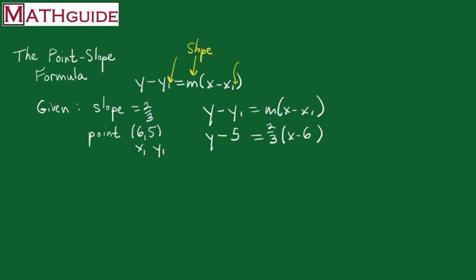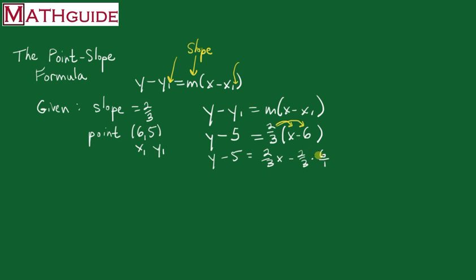So now what do we do? Well, you'll recognize that we have some parentheses here. For dealing with parentheses, we do the distributive property. If you remember, that's when we multiply. If there's a value in front of the parentheses, we multiply that value throughout the parentheses. So I'll do just that. I'm going to take 2/3 times x. I'm going to take 2/3 times 6. Now remember, 6 is really 6/1.